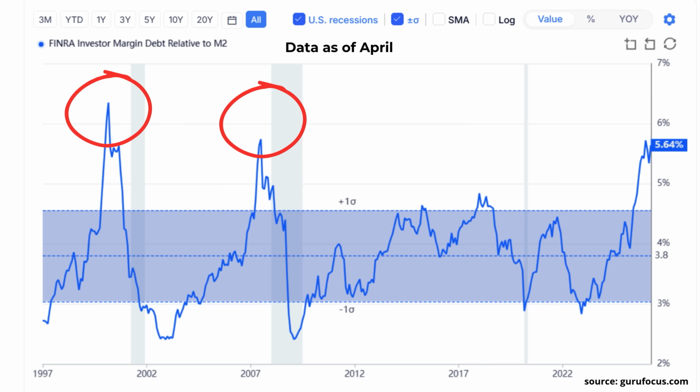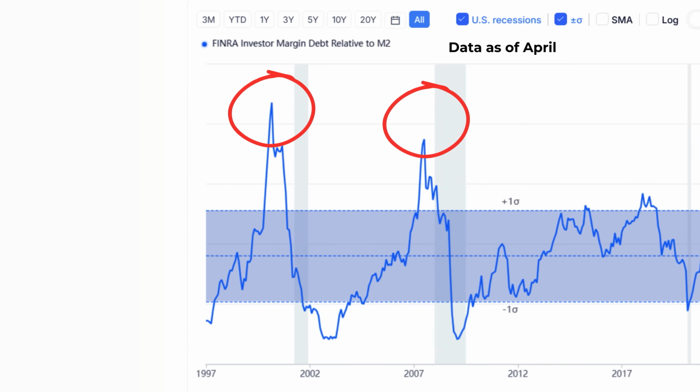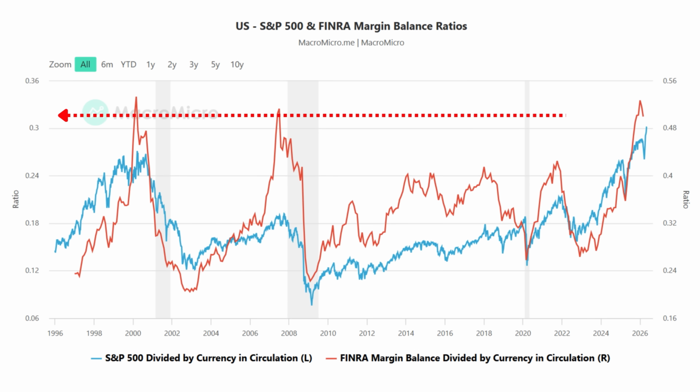As of April 2026, this ratio is at 5.64%. Let that number sink in. That is the highest level since the dot-com bubble. The last time we were here, markets corrected 49%. Keep in mind, past results are not indicative of future performance, but the pattern is worth studying.